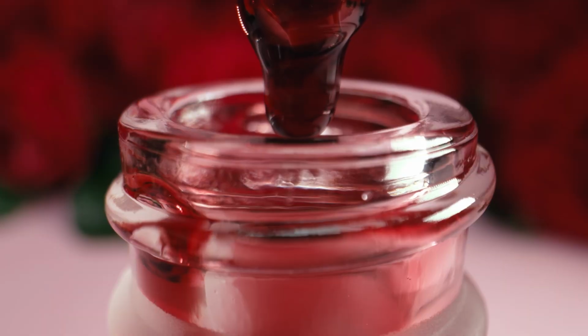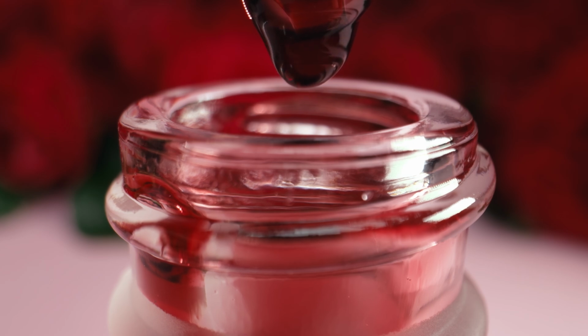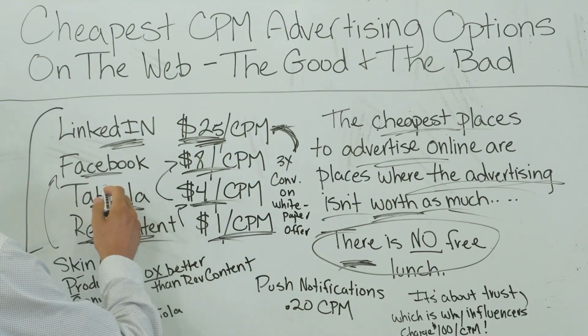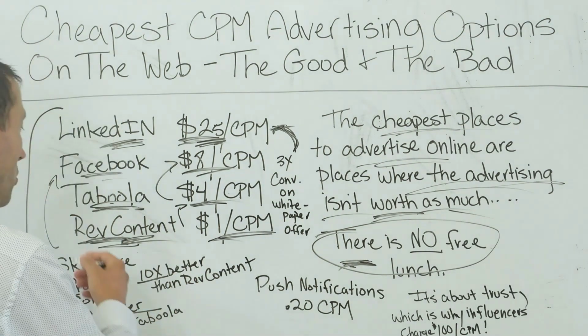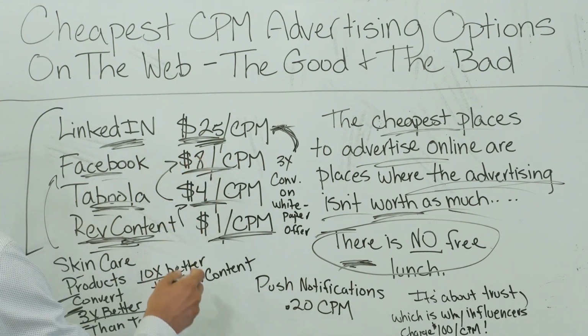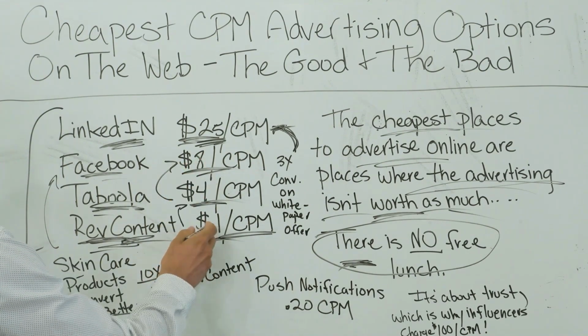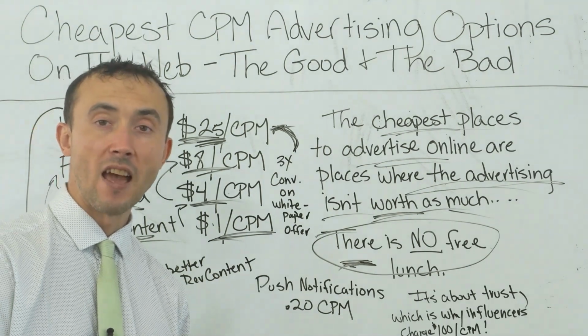Anyway, we had a skincare product. So this provided a really good case study to show what Facebook will convert for the same type of offer, same type of ad creative, versus Taboola versus RevContent, and whether paying $8 CPM for Facebook traffic versus $1 CPM for RevContent traffic was worth it at the end of the day or not.